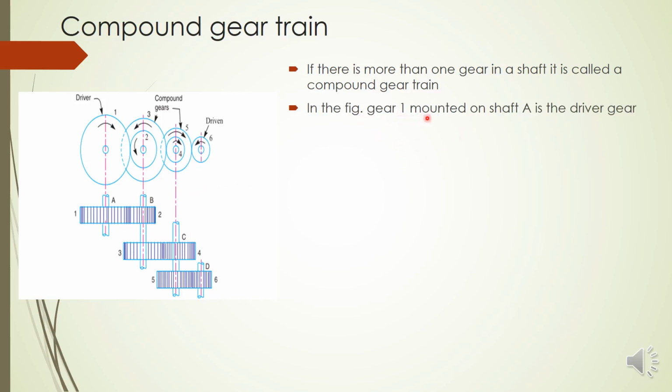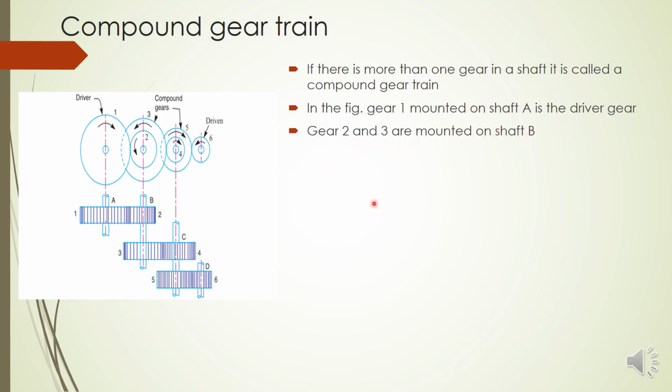So what is this figure? This figure, gear 1 is mounted on shaft A. You can see here gear 1 is mounted on shaft A. So here only one gear is there. First gear is on shaft A. First is the driver gear. So this is the first driver gear.